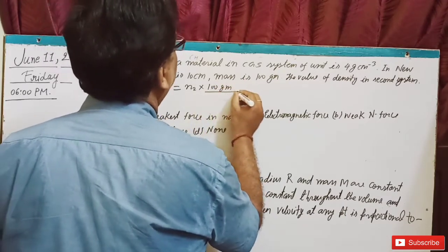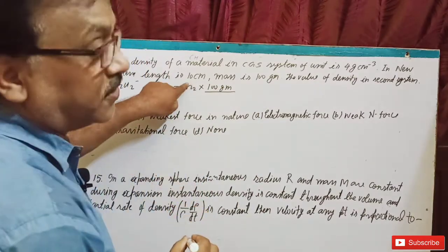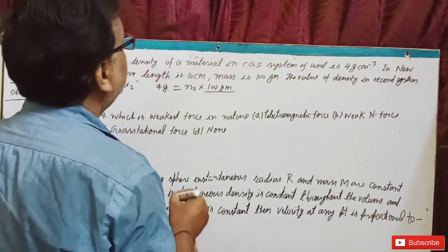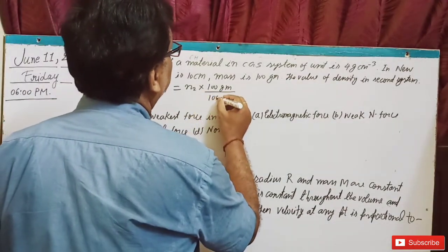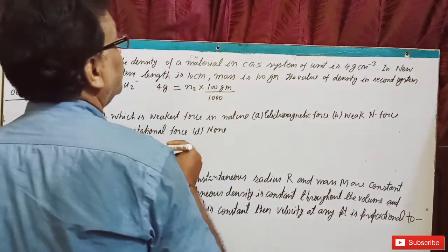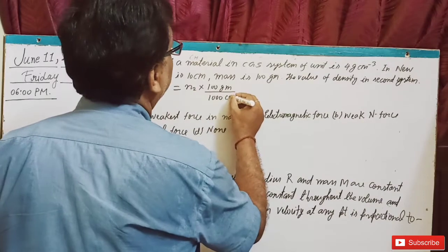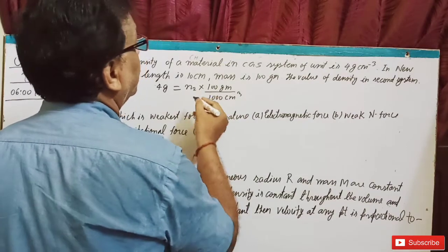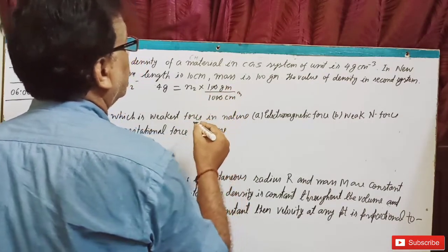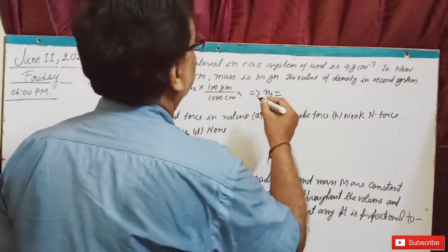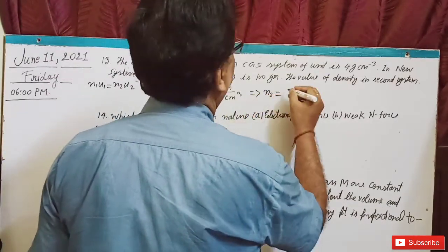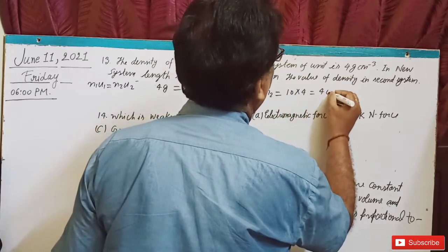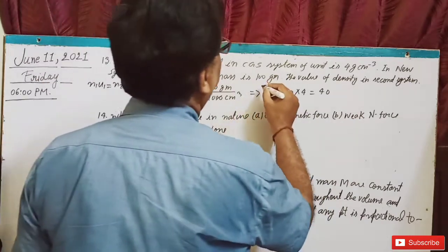And the length is going to be 10 centimeter. Then for the volume, you know L cube, that is 1000 unit centimeter cube. Now you can easily find out the value of n2. Now we can calculate n2. n2 is equal to 10 times 4, that is 40. It is the answer for this question.